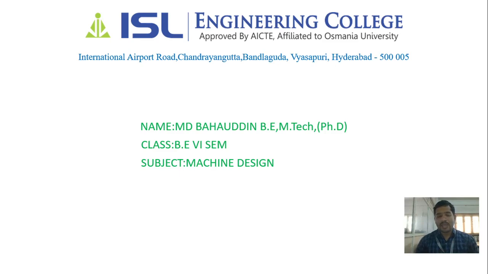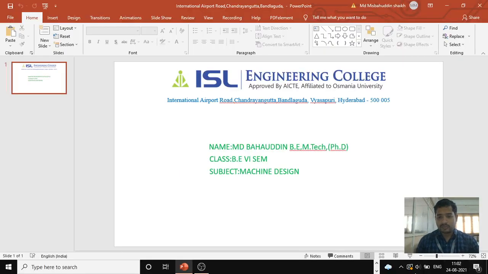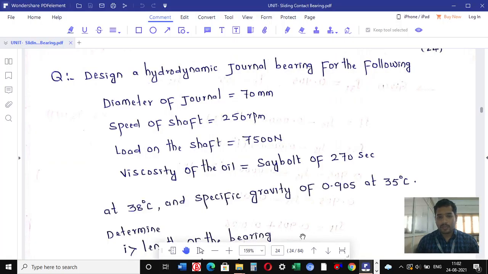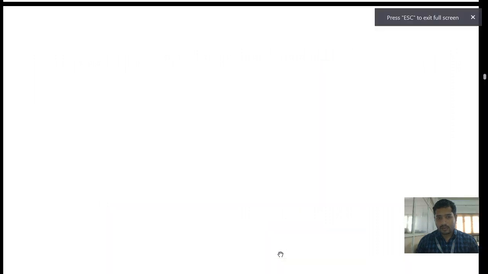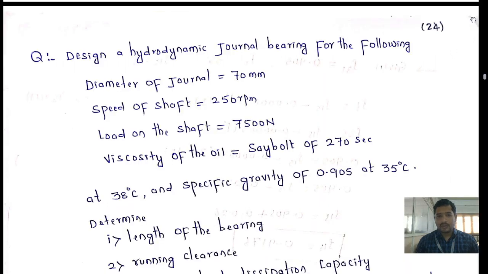So today in this session, we are going to learn the second problem on journal bearings. In this problem, we need to design the hydrodynamic journal bearing.